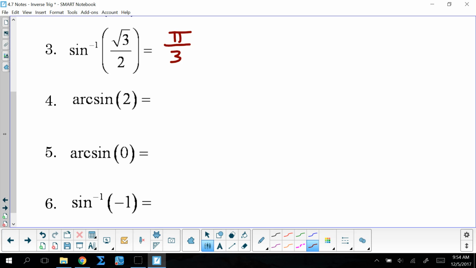Pi over 2, it's equal to 1. I want it to be equal to 2. It's a trick question. What's the biggest the sine values can be? 1. What's the smallest the sine values can be? -1. Does that fit in my domain? No, not possible. Not in my domain.